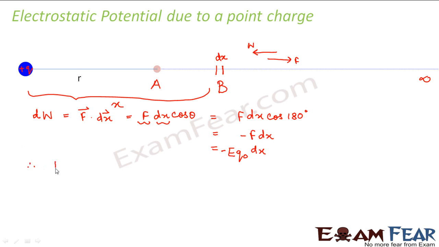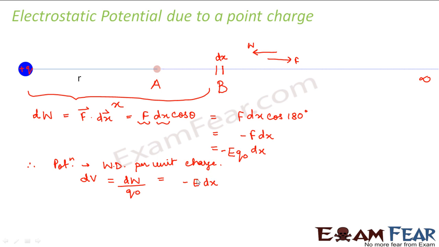And according to definition, we know that what is electrostatic potential? Electrostatic potential is work done per unit charge, right? So it is work done per unit charge. Therefore the small amount of electrostatic potential associated with this small amount of work done will be equal to dW divided by q naught. So this will be equal to minus E dx, right?